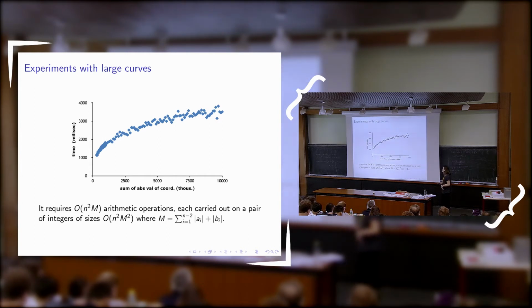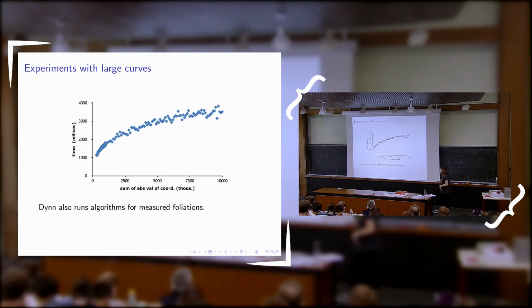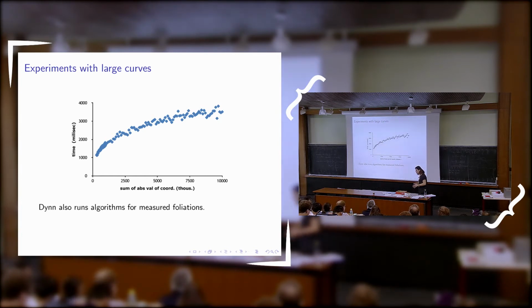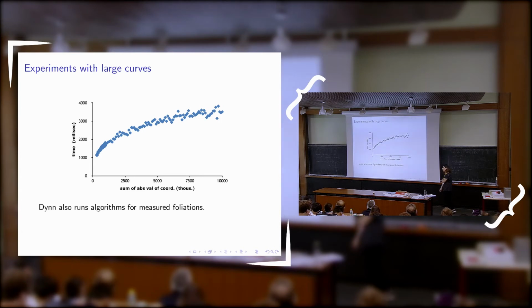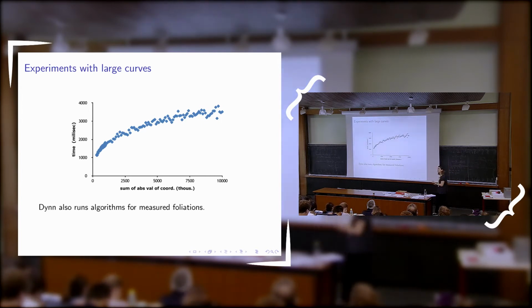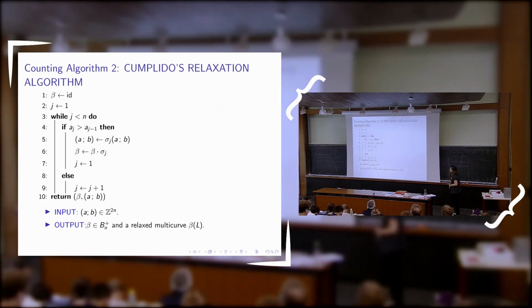Another thing, a footnote that I would like to mention is that Dehn also works for measured foliations now. A current version of Dehn also runs measured foliations. These algorithms are for measured foliations, which could be helpful in studying, for example, reducible foliations. So it's an interesting thing to make experiments with this program. Okay, so this is counting algorithm 1.